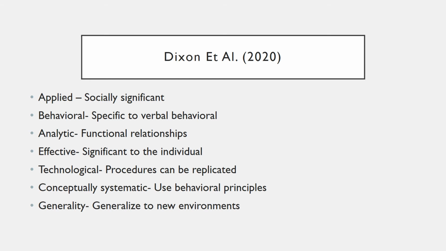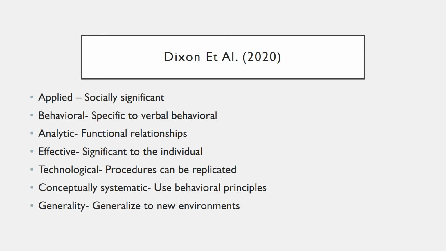So of course, the 7 dimensions are applied, behavioral, analytic, effective, technological, conceptually systematic, and generality. As far as applied, they did find that it's socially significant, particularly due to the social validity questionnaires that are often required of patients or clients that are receiving ACT therapy. It's meant to be behavioral dimension as it's specific to verbal behavior.